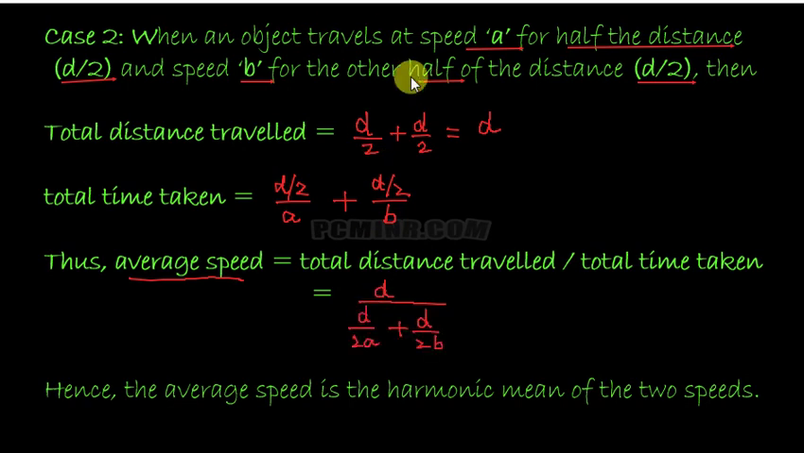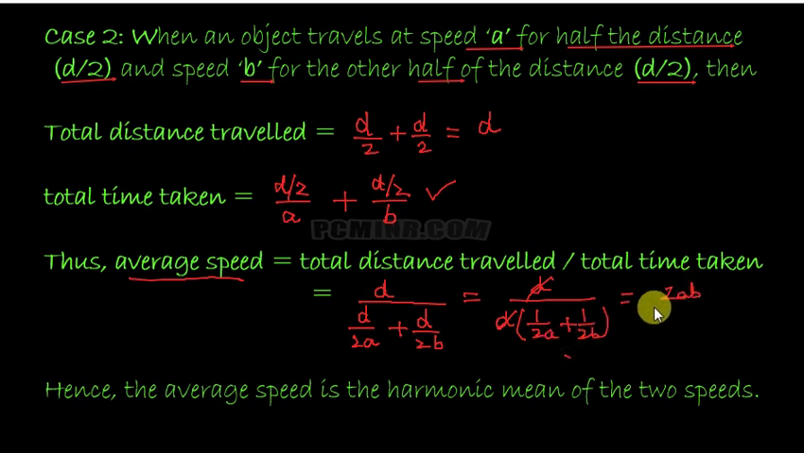so we get d by 2a plus d by 2b from here, and d will be taken out common here, so we get d into 1 upon 2a plus 1 upon 2b, and this d is going to cancel out, and so you get, when you take the LCM, 2ab on the top, upon a plus b.